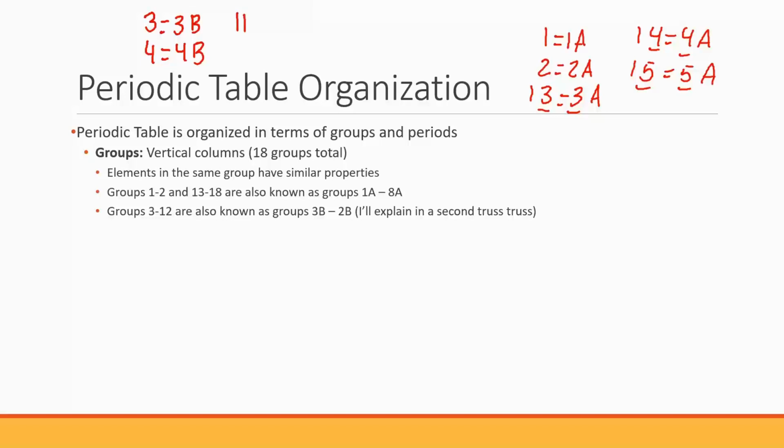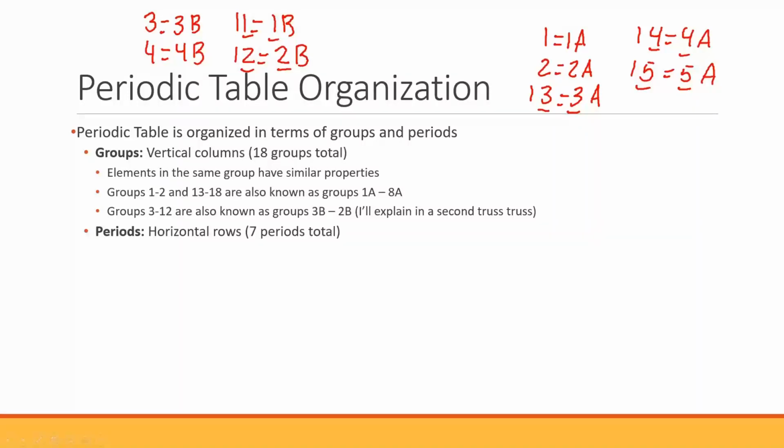Group 11 is not going to be known as 11B, it'll just simply be known as 1B because they both end in the number 1, and group 12 will be group 2B because they both end in the number 2. Okay. That should be simple enough. We're going to pay a lot more attention to the A groups than we will for the B groups, but still make sure you have the idea as to how to label the B groups.